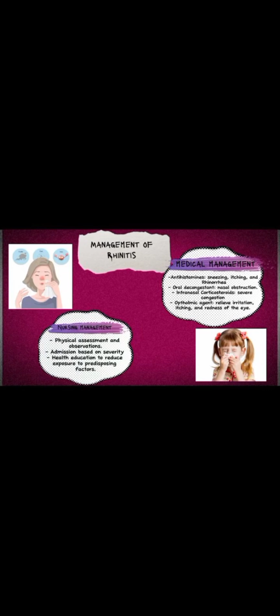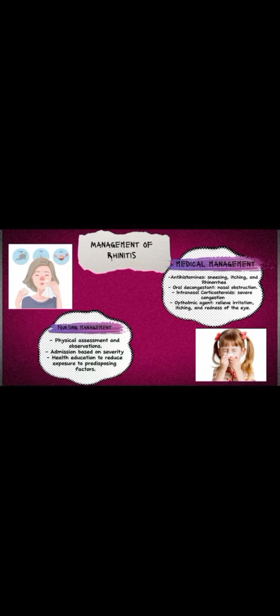For the nursing management, physical assessment must be done and observation too must be given in order to know the general state of the patient, so it can act as a baseline data for further management of the patient. Then admission may also be done, but usually admission is given based on severity, but most patients are treated on outpatient basis since the hospital environment may also be a source of irritants to the patient.